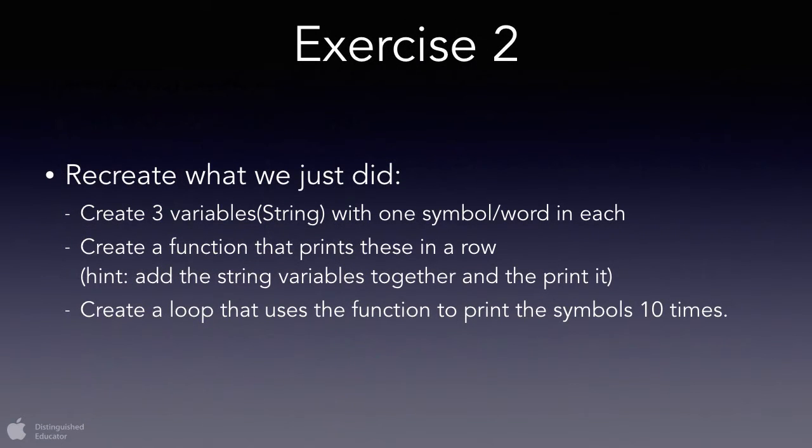So your next exercise will be to recreate what we just did. So create 3 variables or constants with 1 symbol or word in each. Create a function that prints these in a row. To do that, you could just add the 3 variables together and then print it inside the print function. That would work. And then create a loop that uses the function to print the symbols 10 times. So try that.